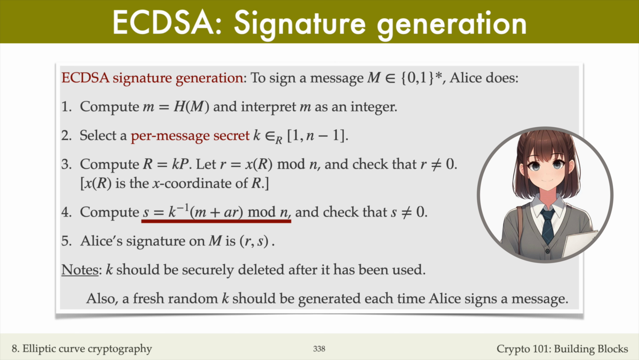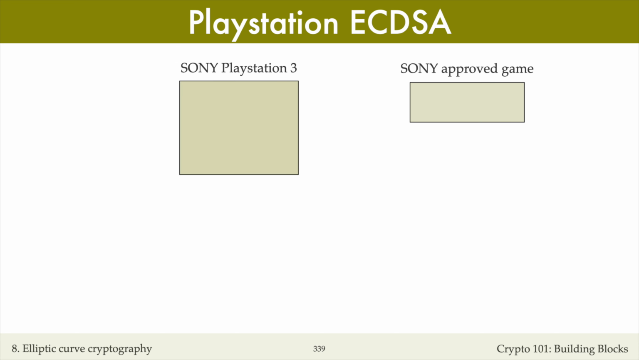One prominent failure is the Sony PlayStation implementation of ECDSA. PlayStation units are usually sold at a loss. Sony profits by selling PlayStation games. To prevent games and other software that have not been approved by Sony from running on PlayStations, Sony would sign each approved game using ECDSA. Here, M is the code for the game, and RS is Sony's ECDSA signature using its private key a.